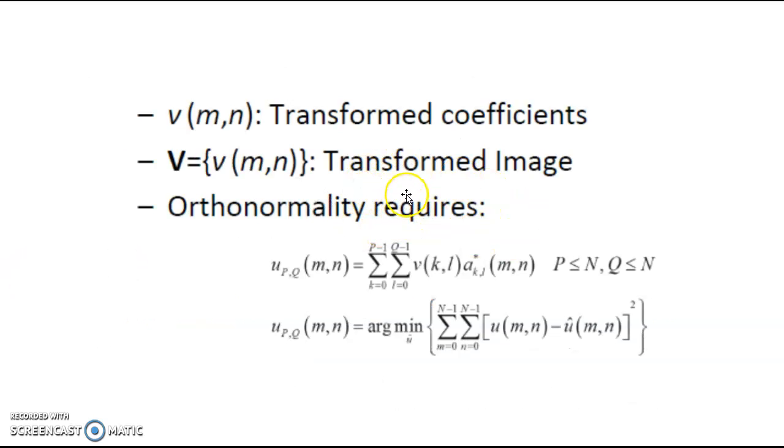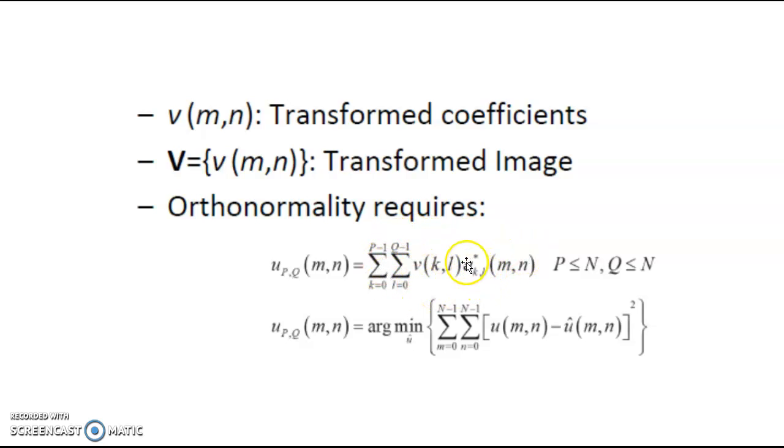Now, this transformed image should satisfy one condition. If I take the inverse expression, I have V_KL, A_KL,MN star. If I take the inverse expression and I truncate the sequence, K actually varies from 0 to N minus 1, instead I truncate it up to P, where P is less than or equal to N. Similarly, L varies from 0 to N minus 1, and I truncate it up to Q, that is L equal to 0 to Q minus 1.